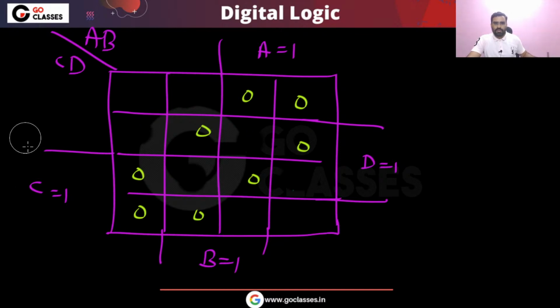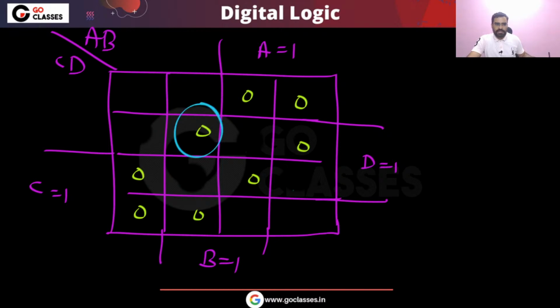So you have to focus on zeros. You don't have to focus on ones. If you want to find the minimum POS, you have to focus on zeros. So let's see this one. Tell me, what are the cubes that you will create? The same structure, yes or no? If you notice, you will get the same structure here also.